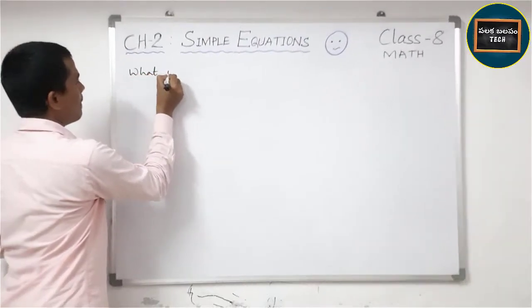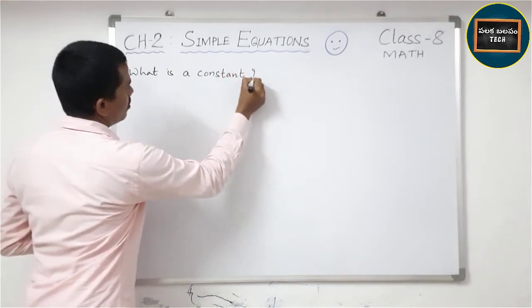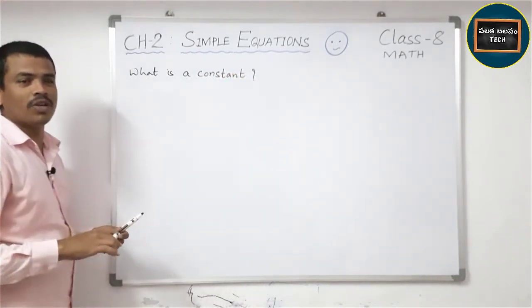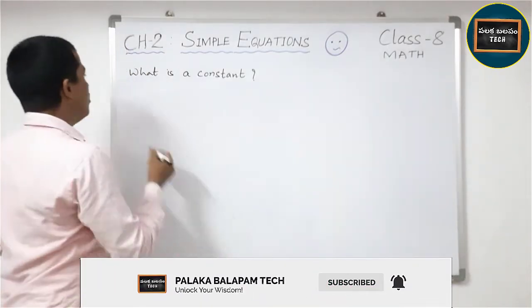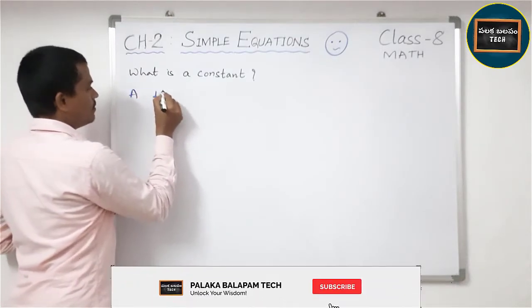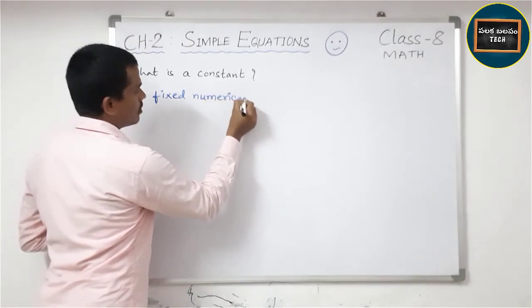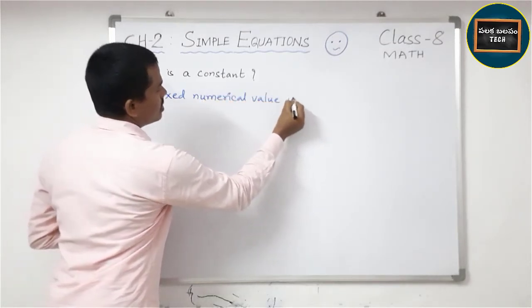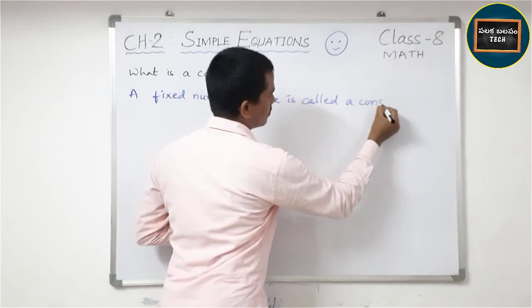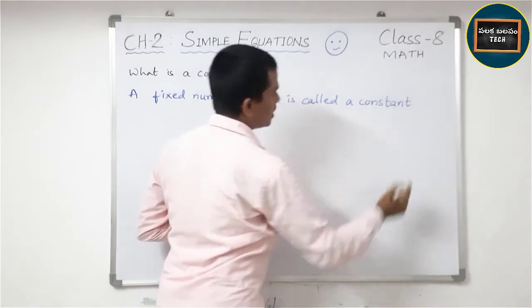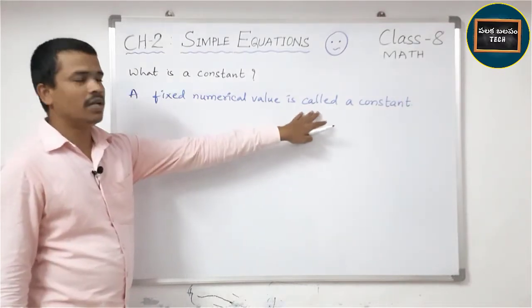What is a constant? A fixed numerical value is called a constant. So what is a constant? A fixed numerical value is called a constant.